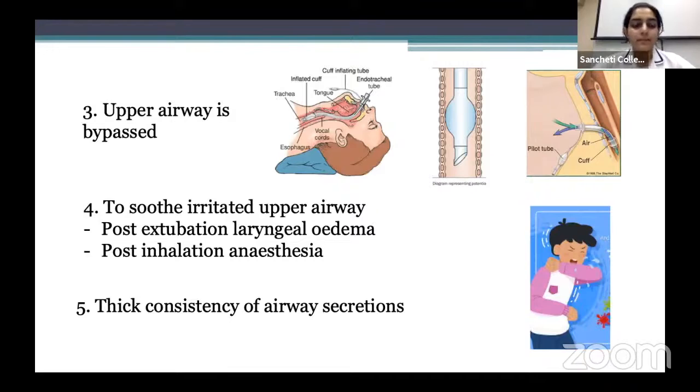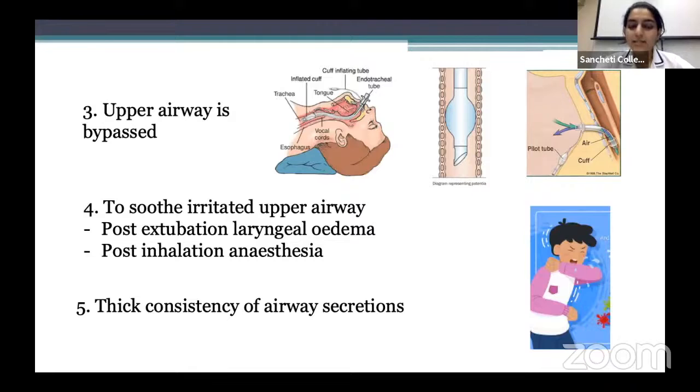Okay? Fourth point is to soothe an irritated upper airway. Generally, when patients come out of surgery and get extubated after the surgery is done, post extubation, the larynx gets very irritated, because it's had a tube inside. Now it's been removed, right? So there can be a lot of post-operative, post-extubation laryngeal edema. So very commonly, just after the patient is out of surgery, they do give a good amount of humidification, which helps in reducing that. And it helps to relieve that irritation of the upper respiratory tract. And of course, post inhalation anesthesia as well.